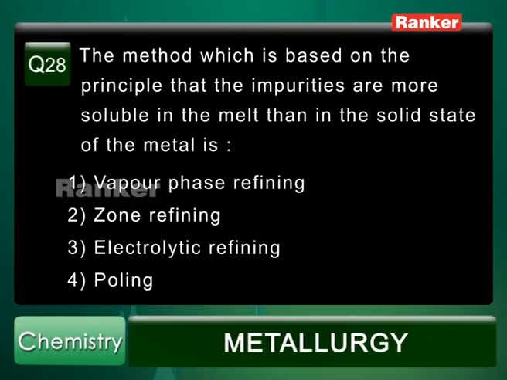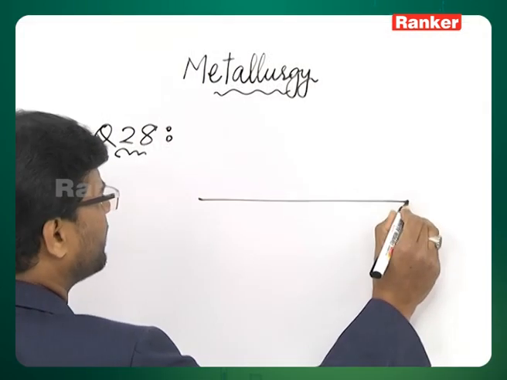Question number 28. The method which is based on the principle that the impurities are more soluble in the melt than in the solid state of the metal is: first option vapor phase refining, second option zone refining, third option electrolytic refining, fourth option pooling. The correct answer is zone refining. Here you get ultra pure metal.